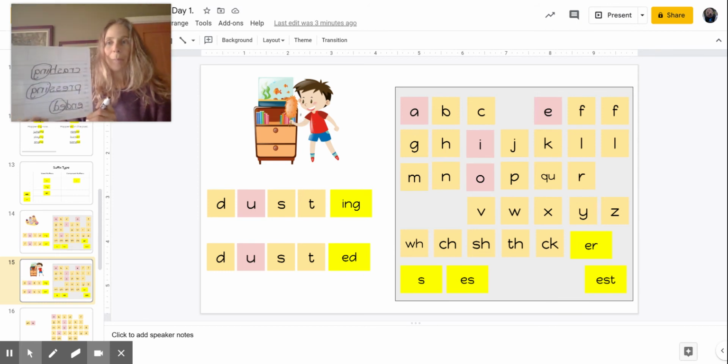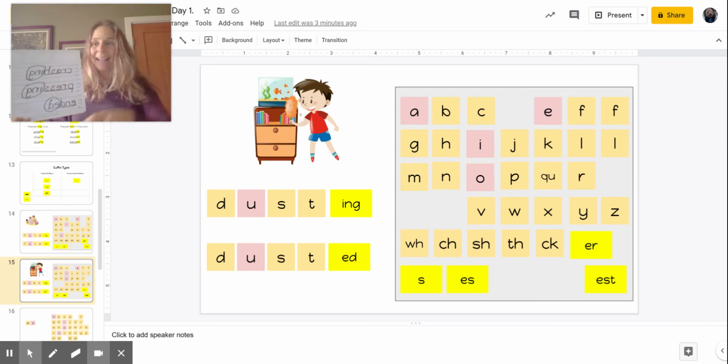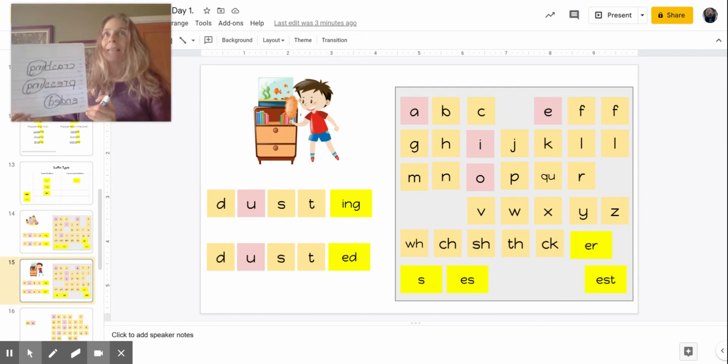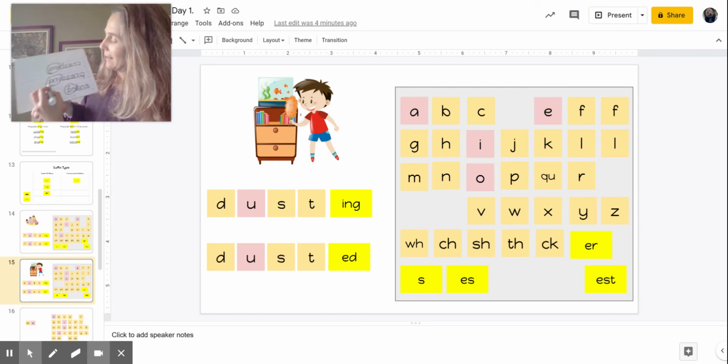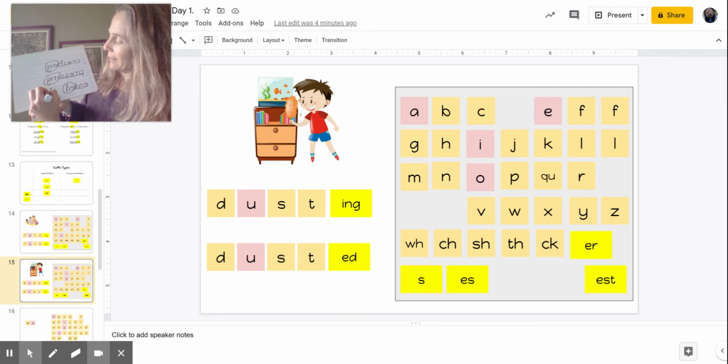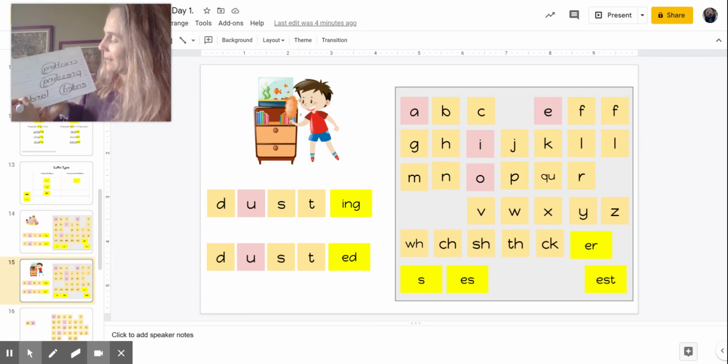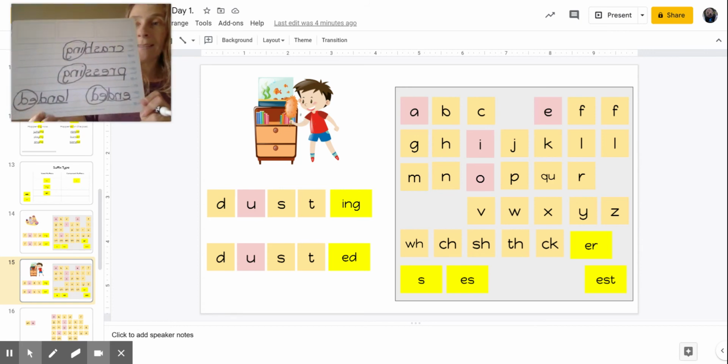And now let's do one more. The airplane landed into the airport. Landed. So let's tap out land. L, a, n, d. Land. And now we're going to write land and add our ed suffix. Land. Landed. Excellent. I'm going to underline my base word and circle my suffix. So it should look like that.